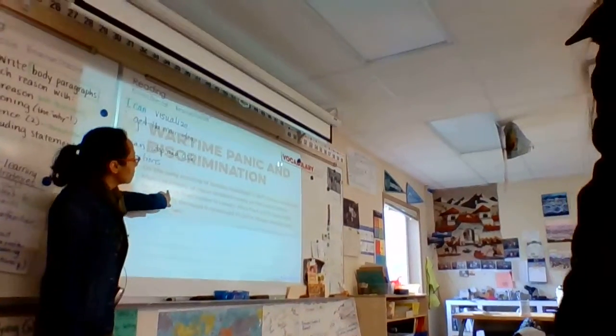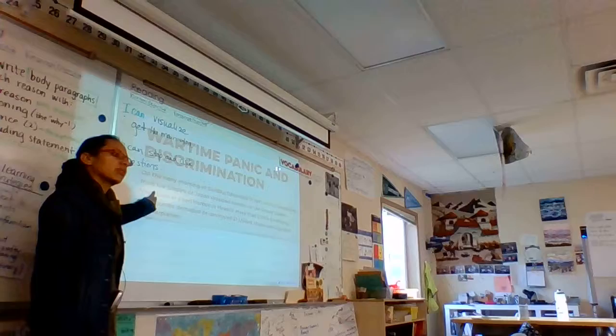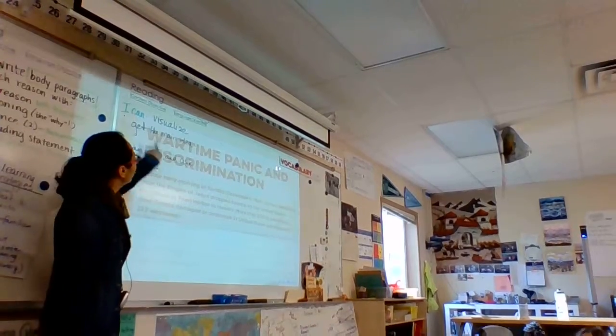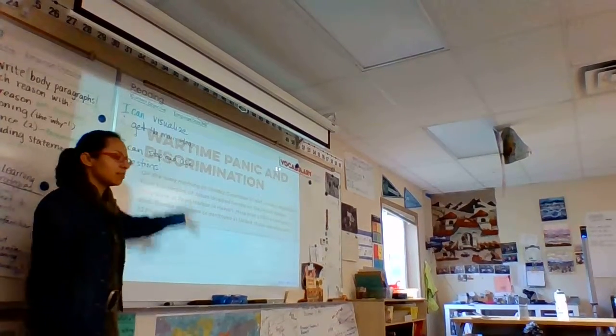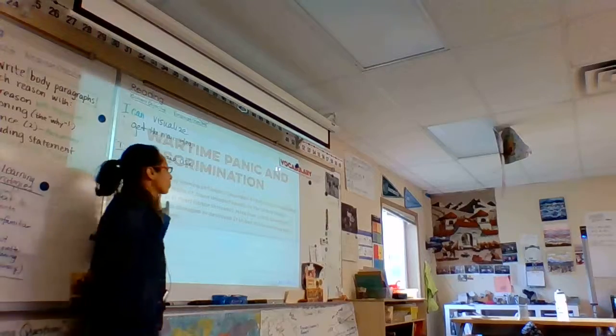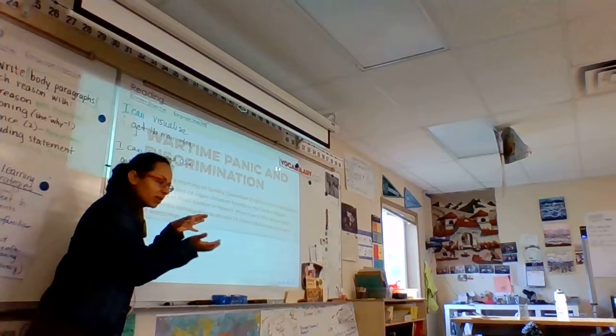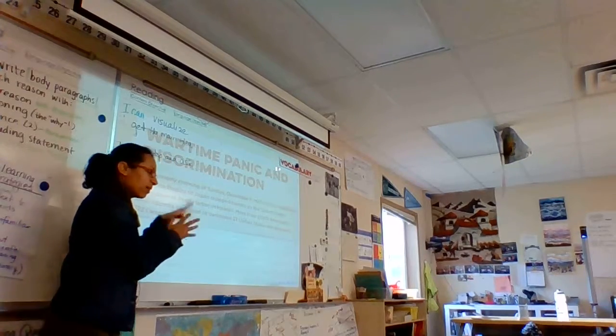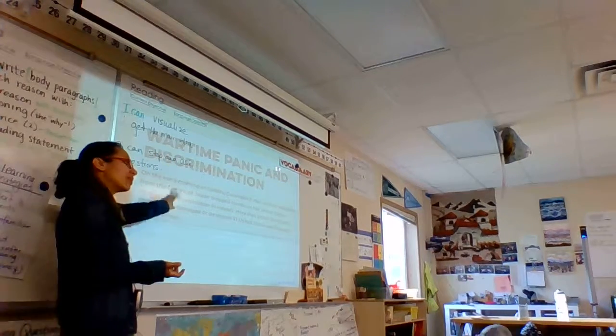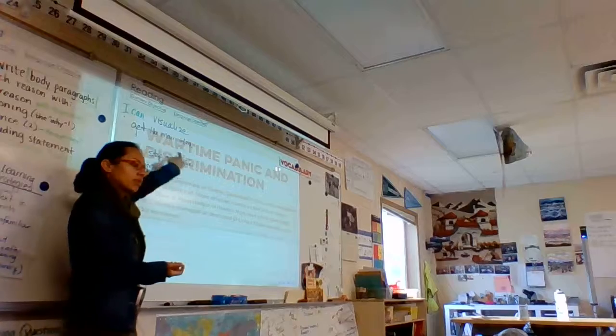So this is the first paragraph that we read in wartime panic and discrimination, right? And our goal is to really help us visualize to get the main idea. You can sometimes do this in just a paragraph. Sometimes you do this in chunks or periods of text as well, right? Maybe you need 2 paragraphs to help you get the main idea and to help you visualize.